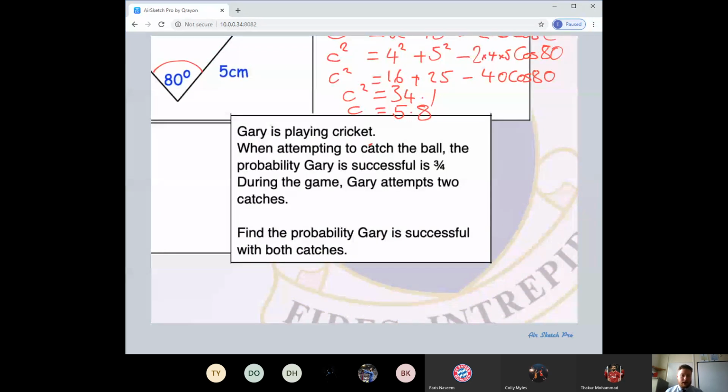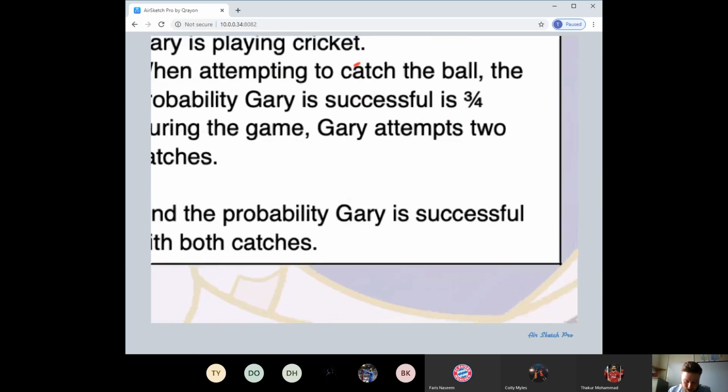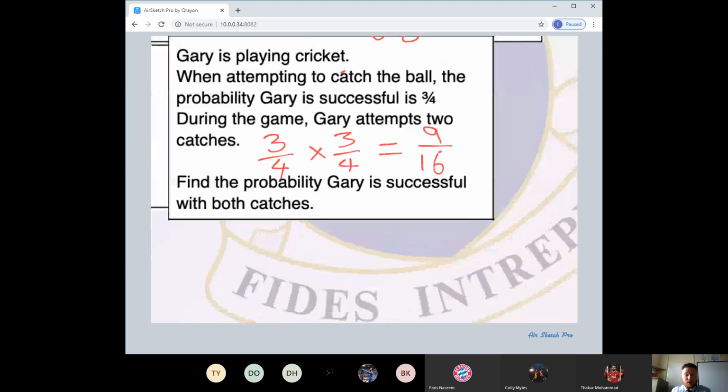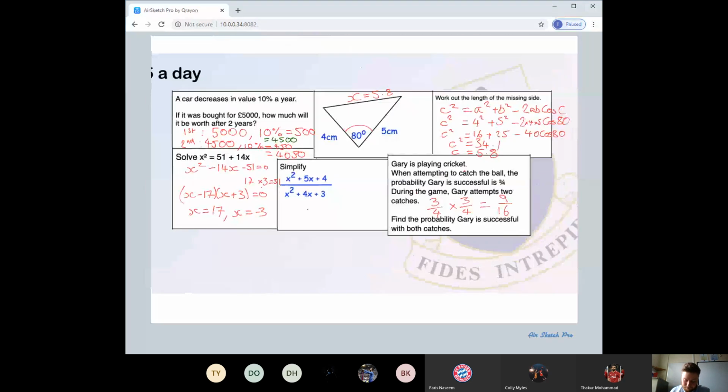So Gary is playing cricket. When attempting to catch the ball, he has a probability of success of 3/4. He's 3/4 of the time successful in catching the ball. During the game, he attempts 2 catches. What is the probability he is successful with both catches? Well, we just need to do the probability that he is successful both times. So that's 3/4 multiplied by 3/4, which gives us 9/16. Quite a simple one there. The probability that he is successful on both is just multiplied together.